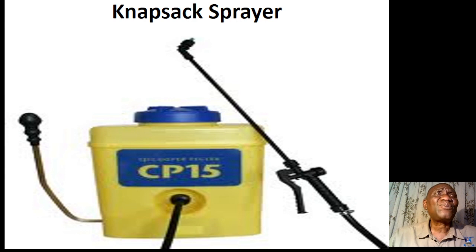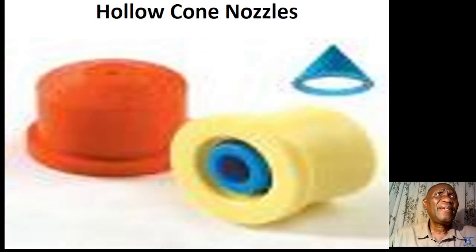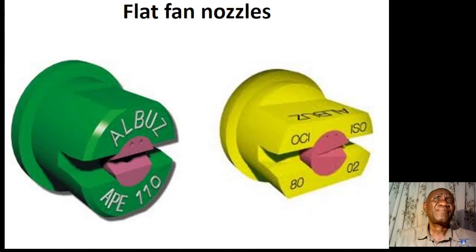We can use a knapsack sprayer fitted with a nozzle. Here we have got hollow cone nozzles, especially the red one. It is suitable for insecticides, not for herbicides. So this one could be used to spray insects or diseases, fungi. But the flat fan nozzles can be used to apply herbicides.